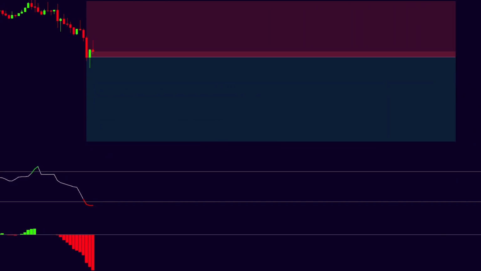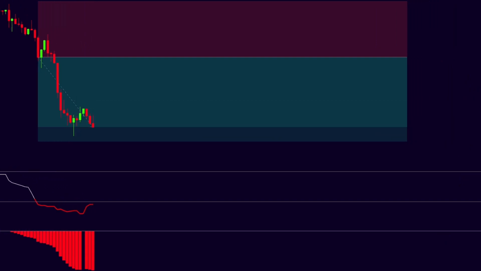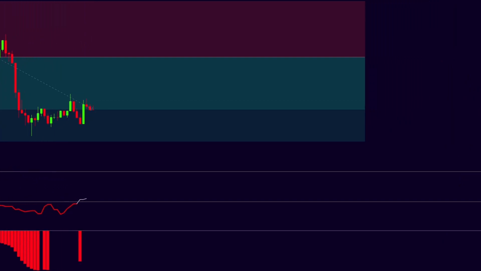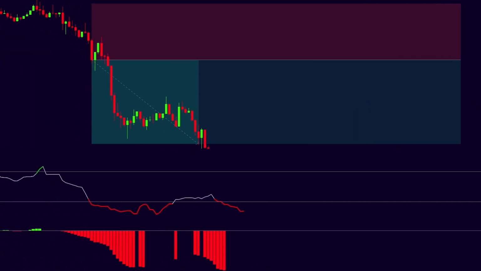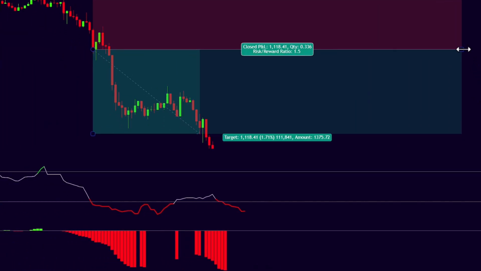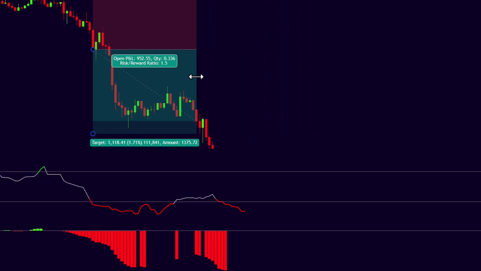Pairing the TTF and MACD helps to filter out weaker signals, but no strategy is perfect. Before you dive into live trading, take some time to backtest this strategy. Test it across different pairs, time frames, and market conditions to see how it fits your style.